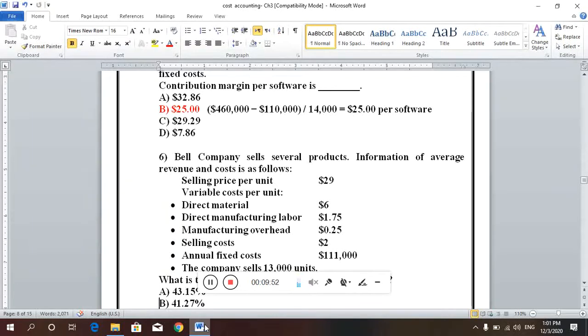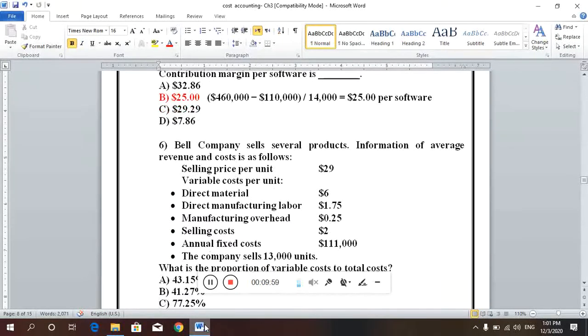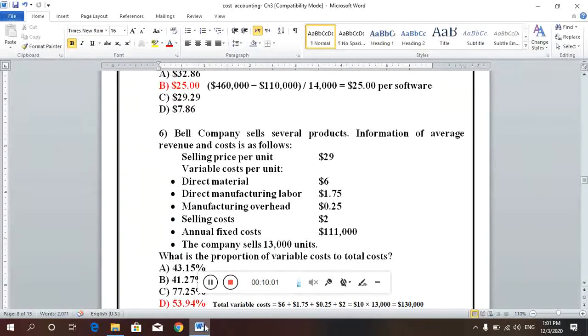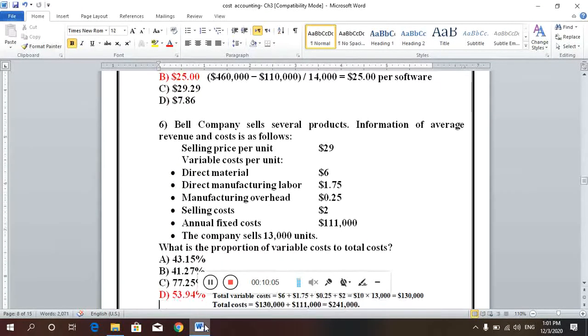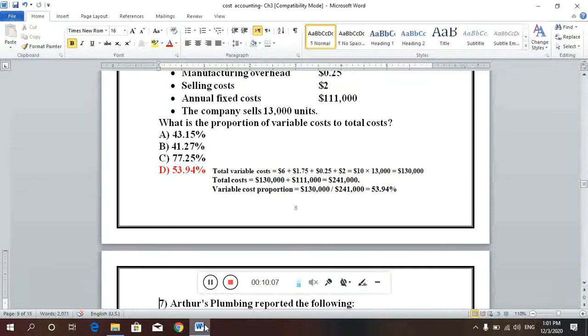Annual fixed cost is $111,000. The company sells 13 units. This is the units sold. What is the proportion of variable costs to total costs? He needs here to compute the total costs, total variable costs, and its portion to the total costs.